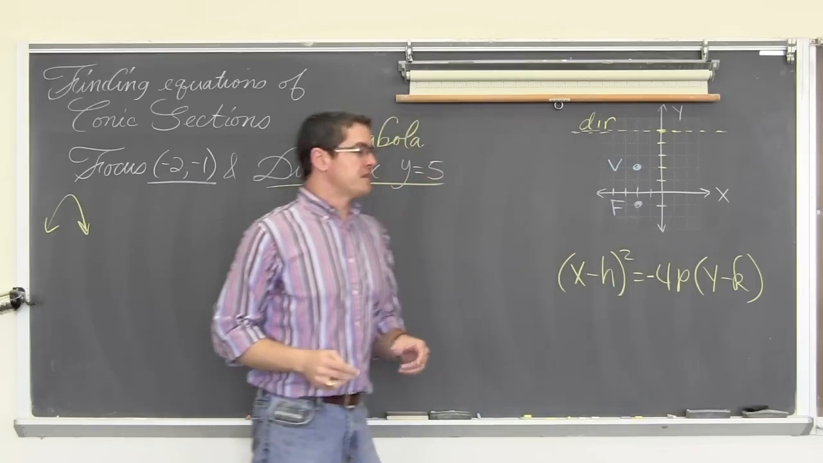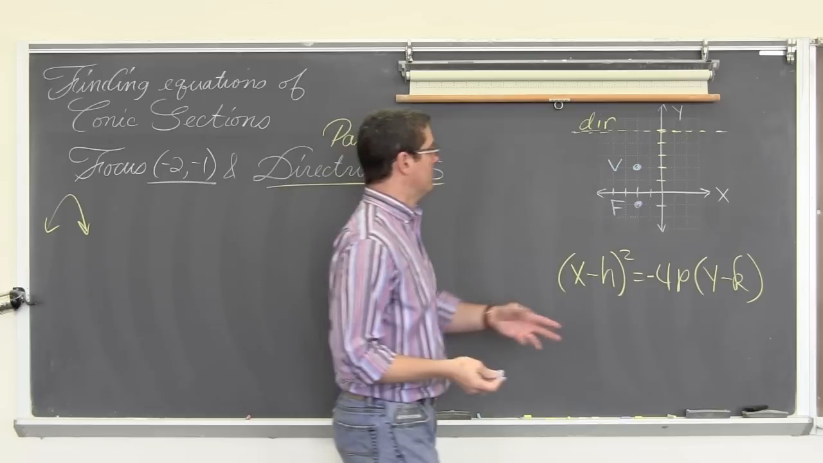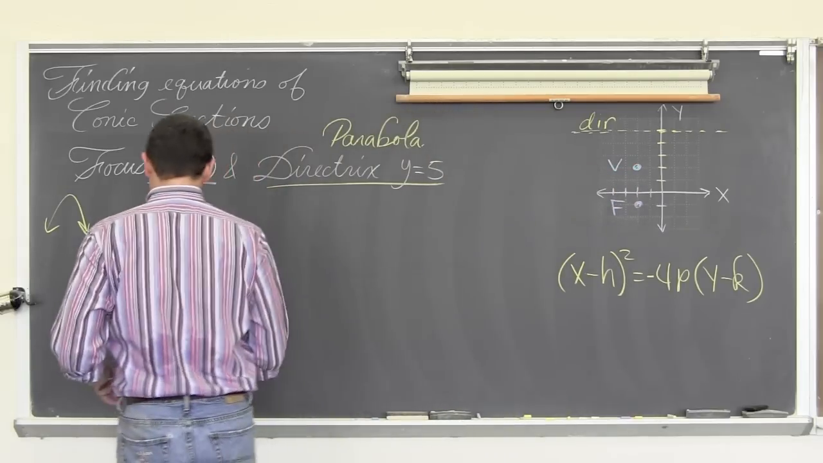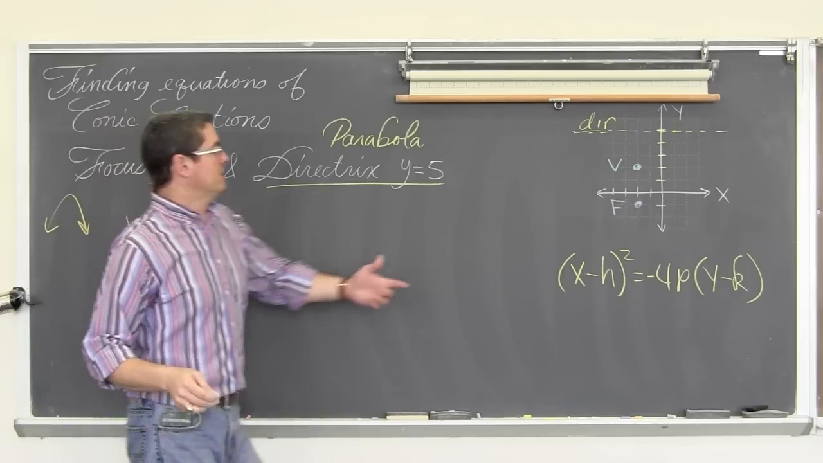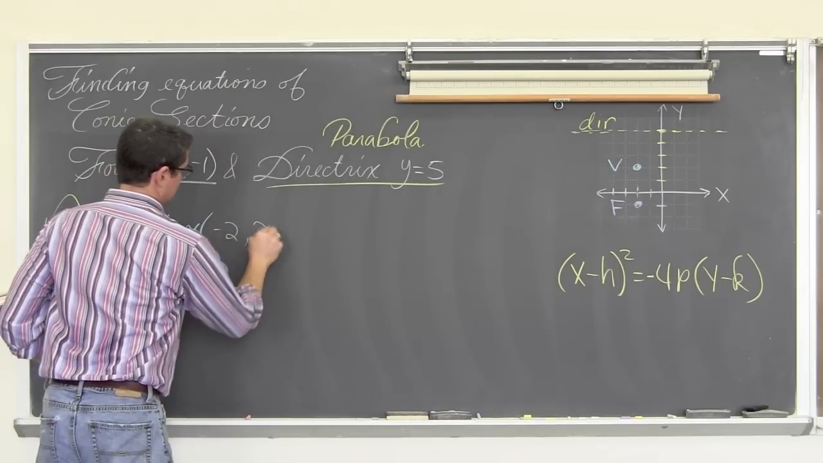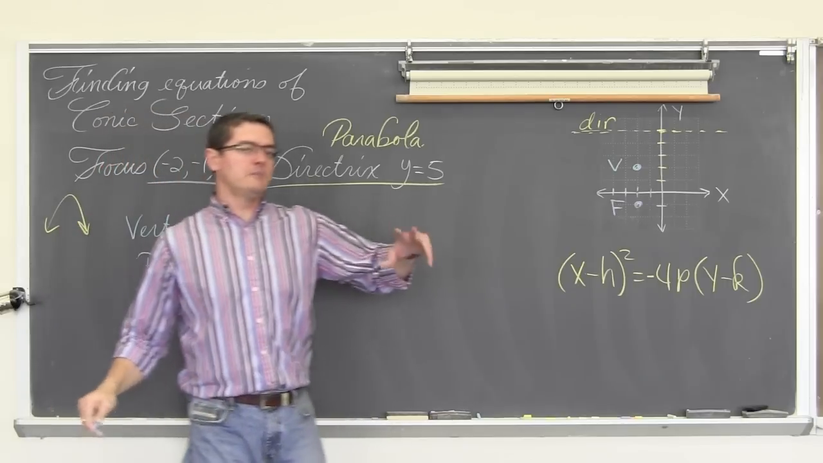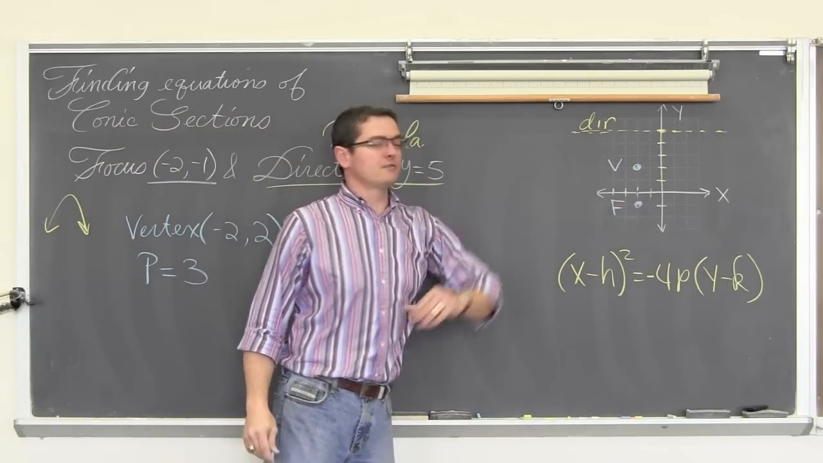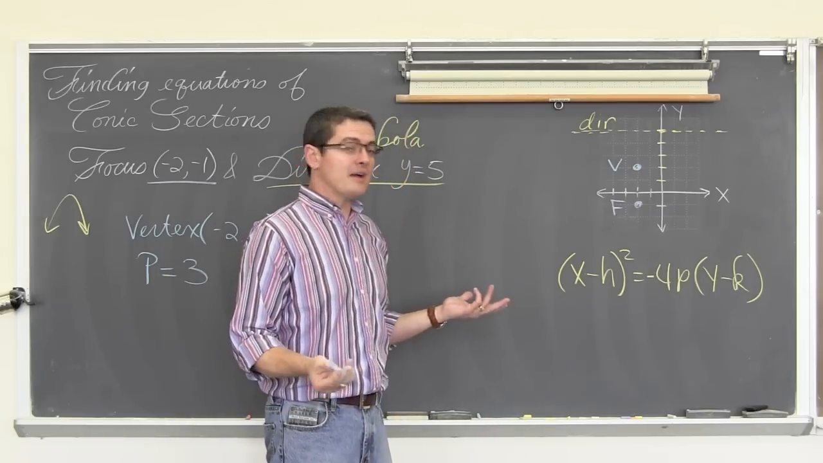Put a v there for vertex, and I basically just also figured out what the value of p is equal to. So my vertex is equal to, well, let's see, -2, 2. And my value of p, by finding the midpoint between the directrix and the focus point, I just discovered that it was equal to 3. So I'm actually pretty much done.